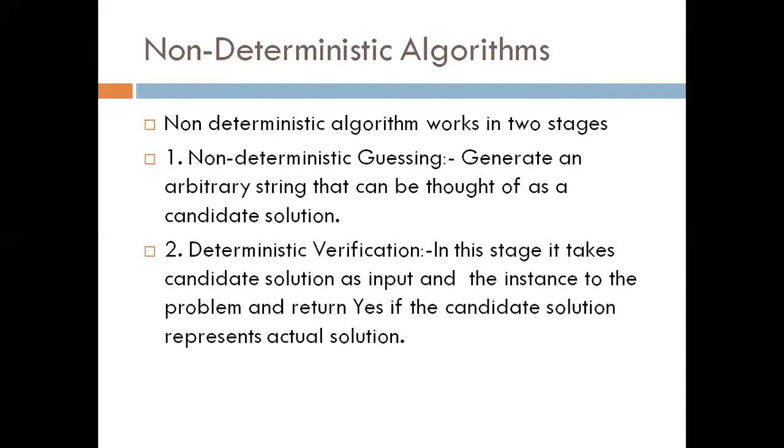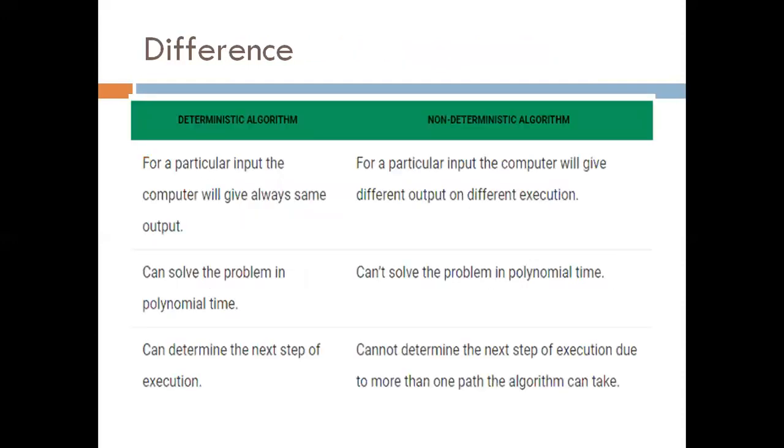That is nothing but the candidate solution that we produce in stage 1, the guessing stage. We randomly select one solution, that is the candidate solution, and in the second, deterministic stage, we have to verify whether the selected solution is correct or not. If that solution is correct, it returns yes. So we consider that candidate solution as the actual solution. This is the difference between a deterministic algorithm and a non-deterministic algorithm.